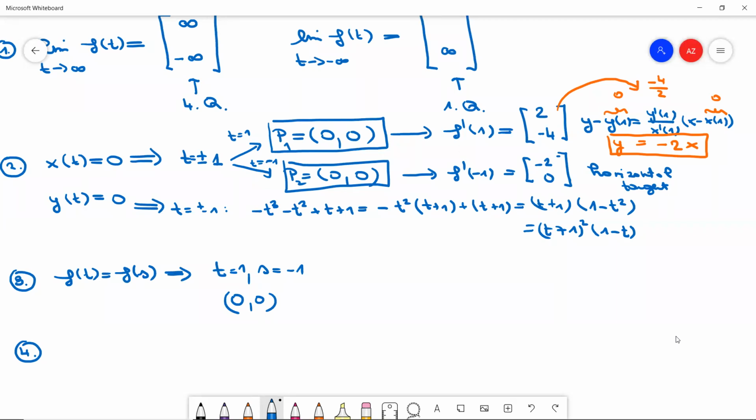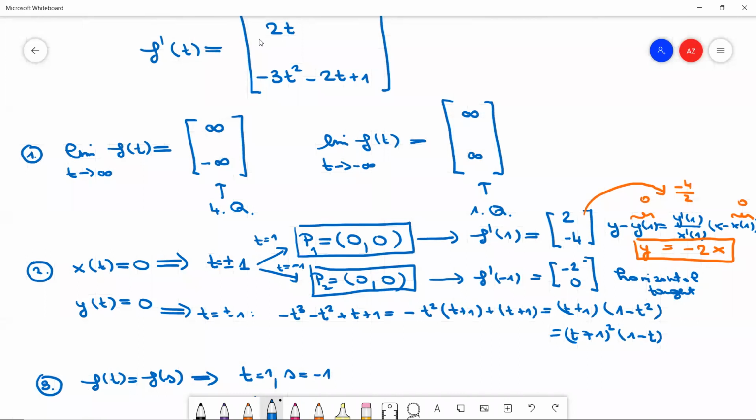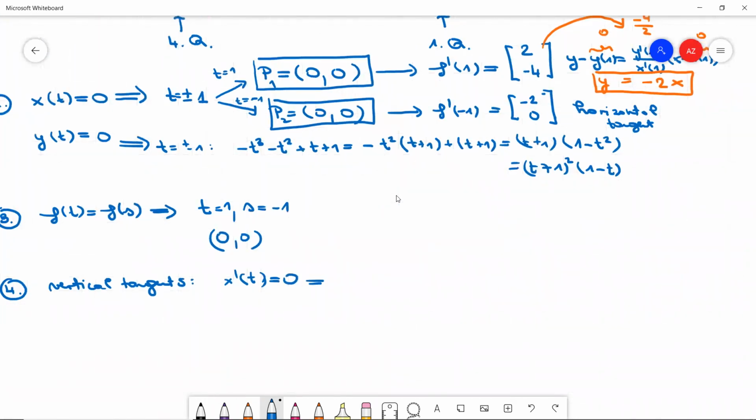Then we need vertical and horizontal tangents. So vertical tangents. This is where x prime is 0. Since x prime is 2t, then the only solution is t is equal to 0. So this means that t is 0, and the point f of 0 happens to be minus 1, 1.